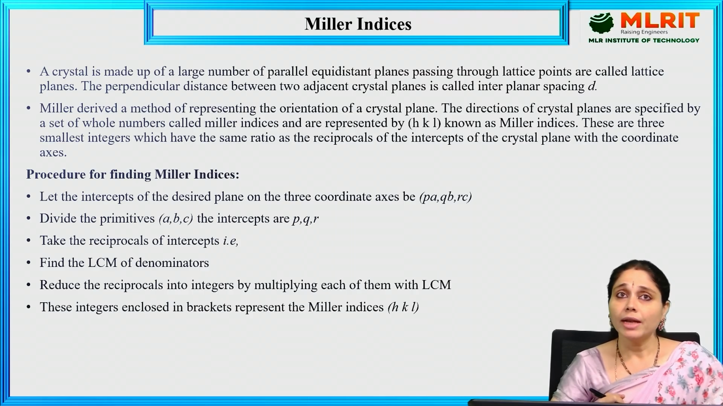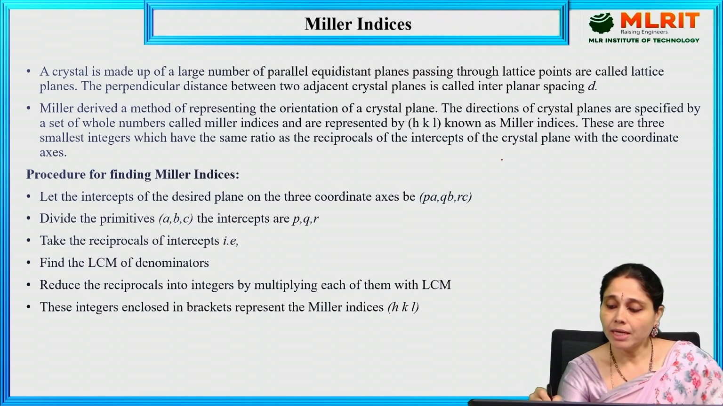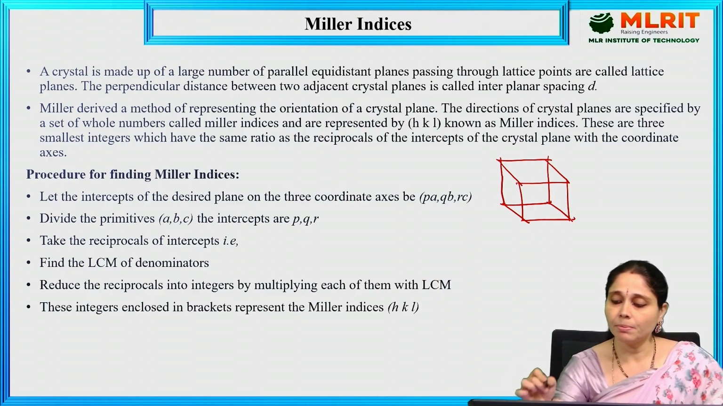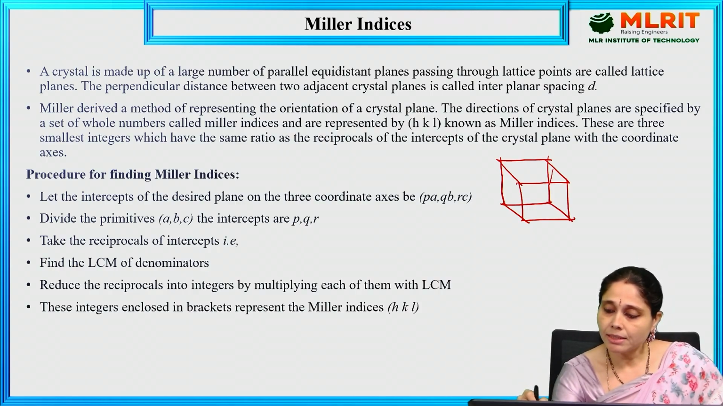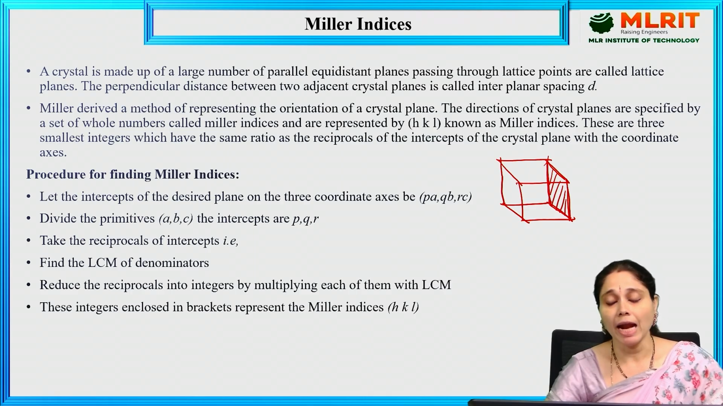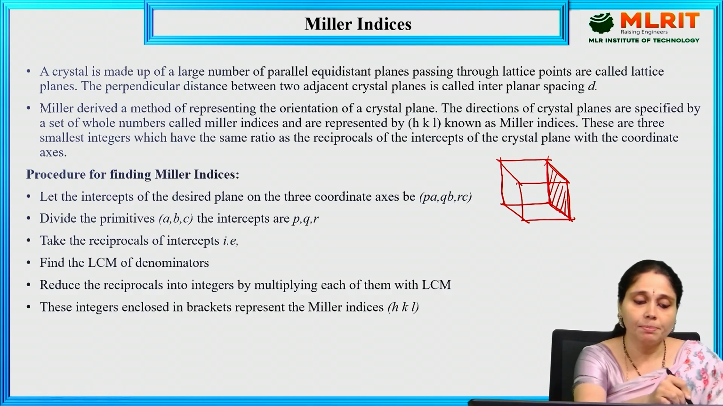Lattice planes means, we have already seen the atomic arrangement till now. We didn't speak about the planes. Now we are speaking about the planes. Plane means, let us consider this as a plane, the window of one side is taken as a plane. A crystal is made up of a large number of parallel equidistant planes passing through lattice points, which is called a lattice plane.